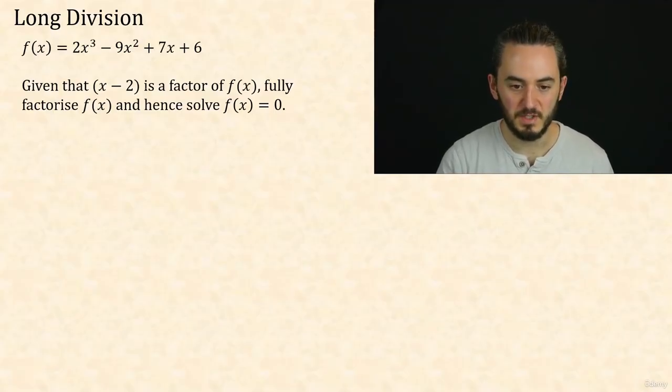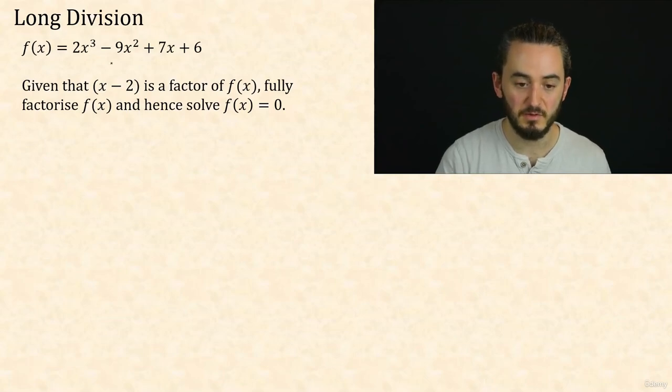Given that x minus 2 is a factor of f of x, fully factorise it and hence solve f of x equals 0. So we're going to divide f of x by x minus 2. Here is how we set up a long division.